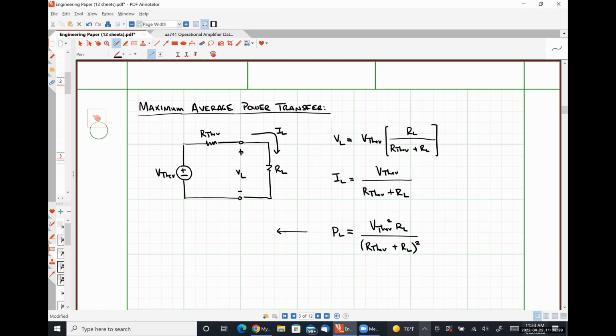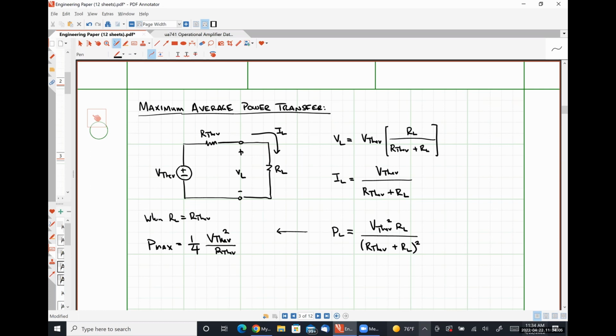And we found, so when RL is equal to R Thevenin, P max is simply 1/4 of V Thevenin squared divided by R Thevenin. This was our DC analysis.